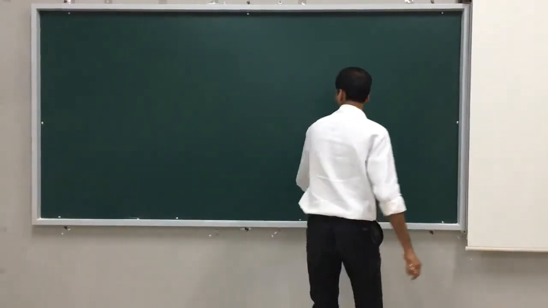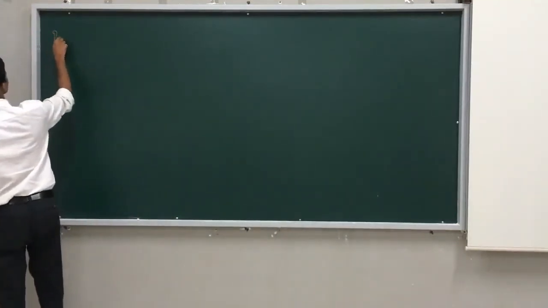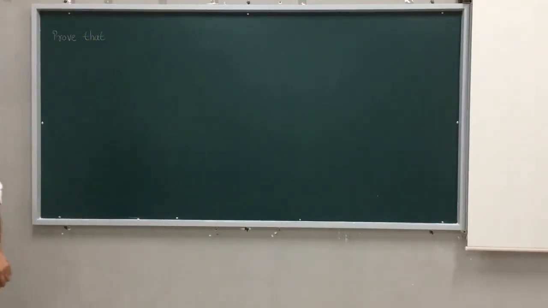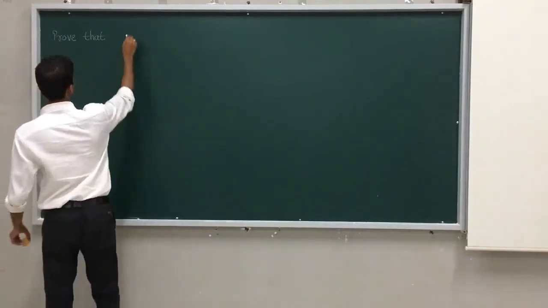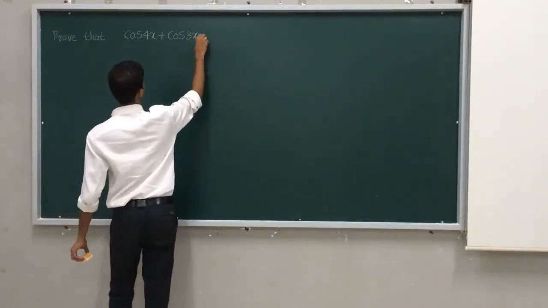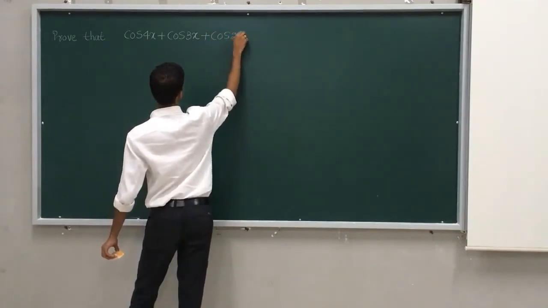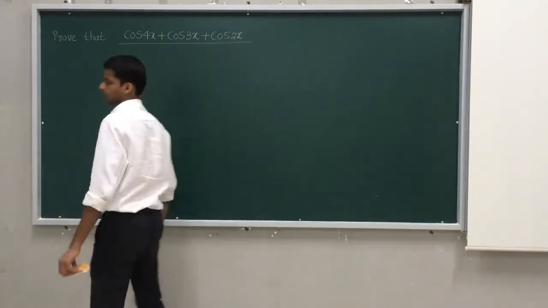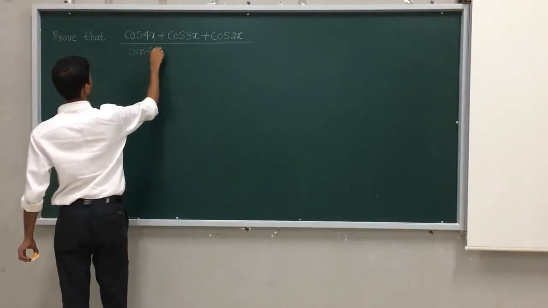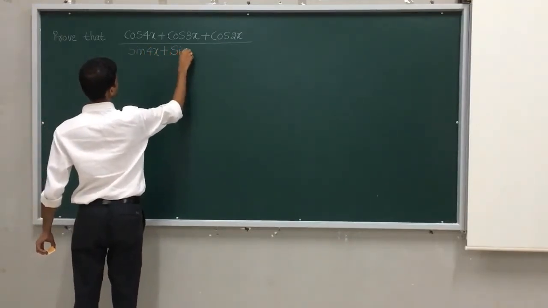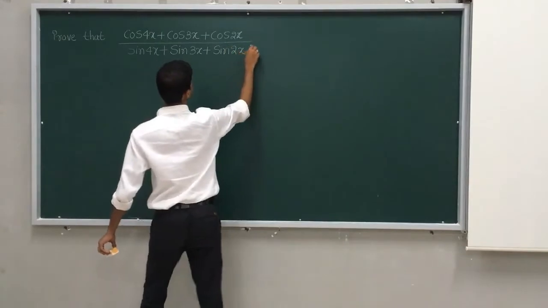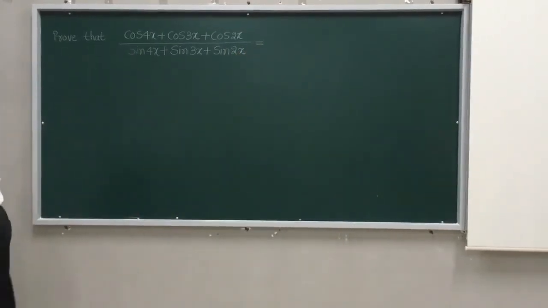Prove that cos 4x plus cos 3x plus cos 2x divided by sin 4x plus sin 3x plus sin 2x equals cot 3x.